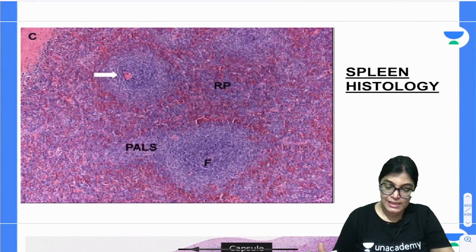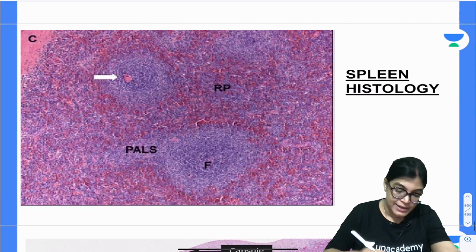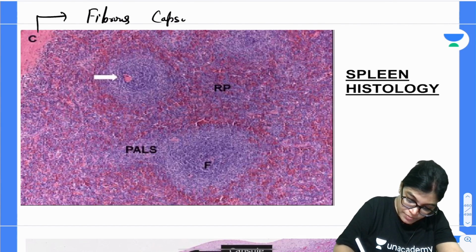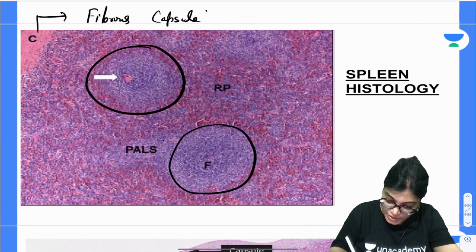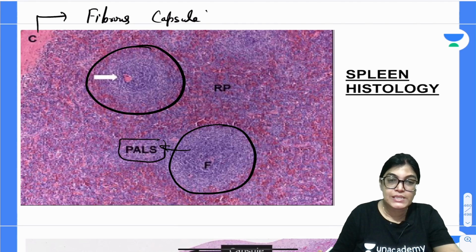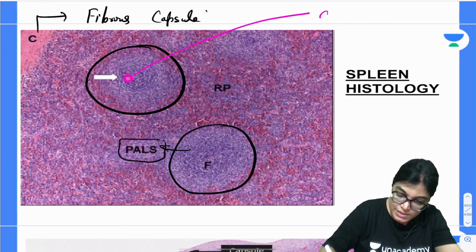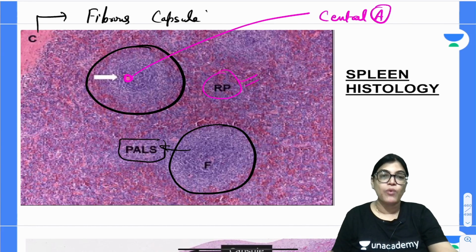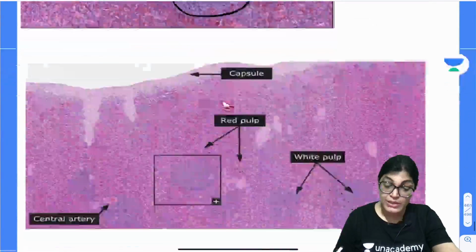Now again, this is the histology part of the splenic histological slide. C is for fibrous capsule, the part of the fibrous capsule. This is one lymphatic aggregation, this is another lymphatic aggregation, and the surrounding structure in the vicinity is called PALS. This is the central artery, which is eccentric in position. This is red pulp, and this is white pulp. This is how you identify the histology of the spleen, by the eccentric location of the central artery in the lymphatic aggregation.